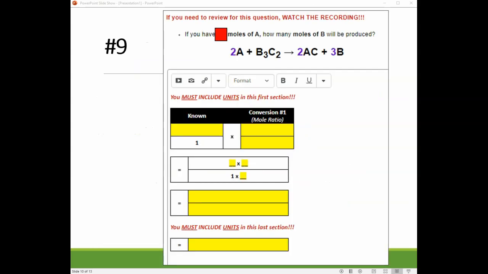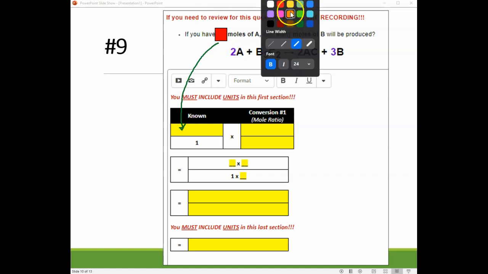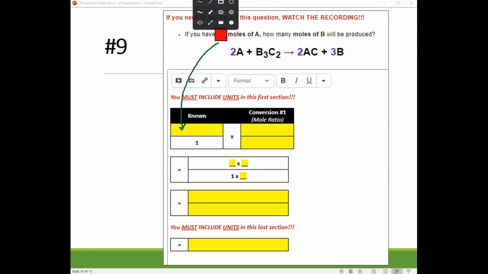All right, so question number 9 says, if you have blank moles of A, how many moles of B will be produced? All right, so let's go ahead and take a look here. We're going to start off with what we know. And in this case, what we know is this number right here. So you're going to go ahead and plug in this number right here. And the units here, everybody does need to have units. Units here are going to be MOL space A, moles of A.